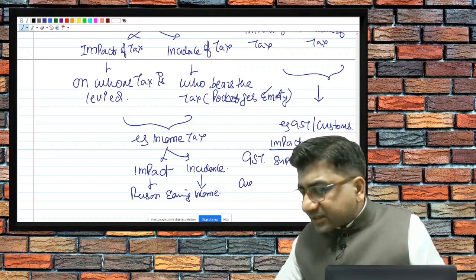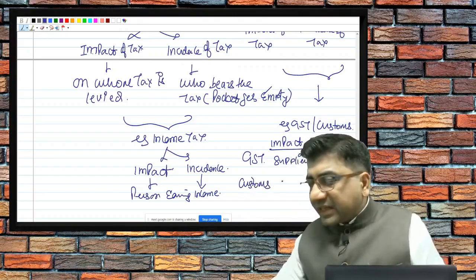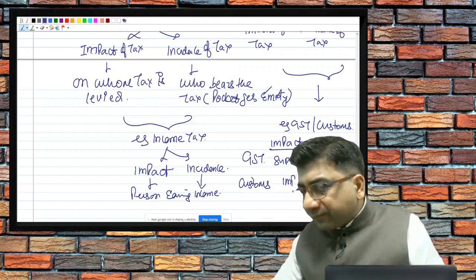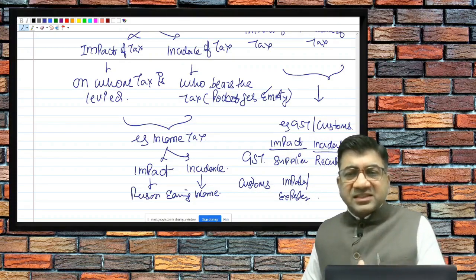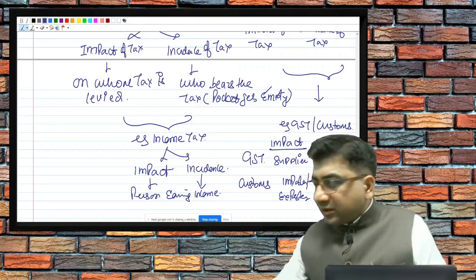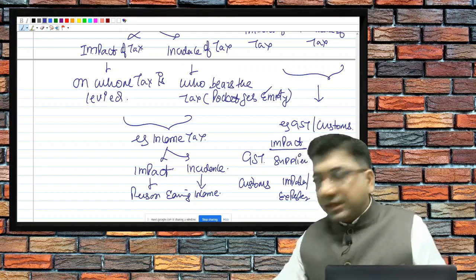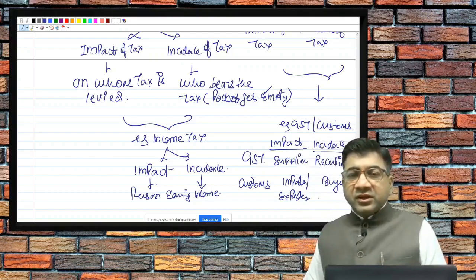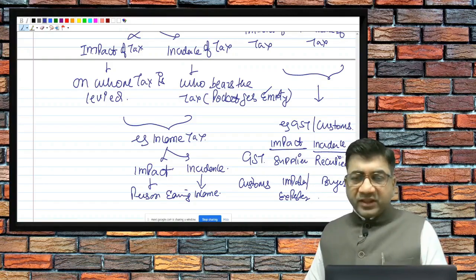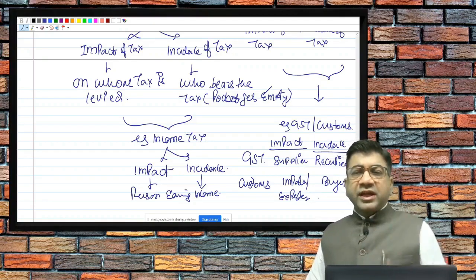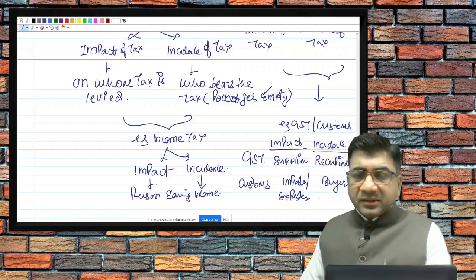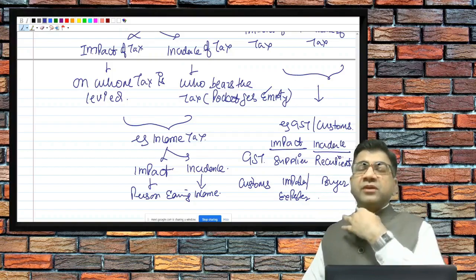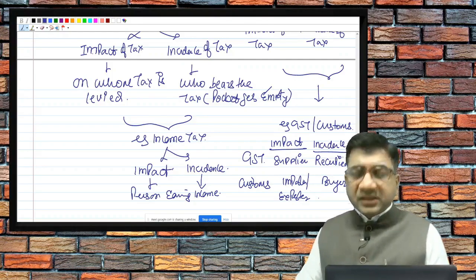Whereas in case of customs, again the impact is on the importer or exporter, whereas the incidence you are able to shift to the buyer of goods, whether it is import or export. So it becomes automatically indirect. In indirect tax, impact and incidence are on two different persons; in direct tax, on the same person.